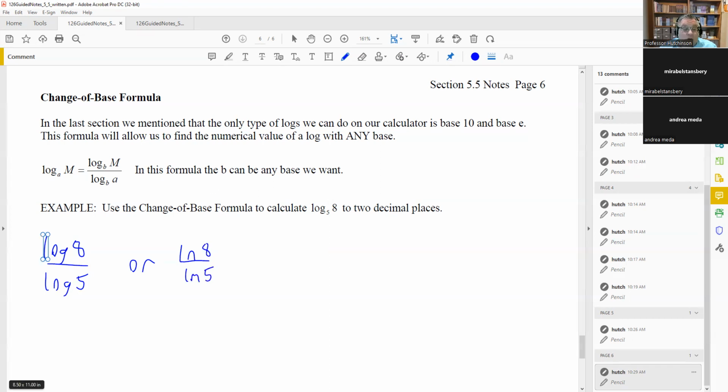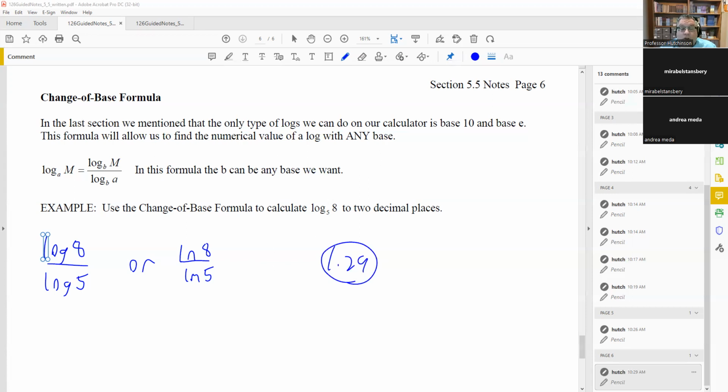Now, either one of these is okay to use with the change of base formula. Change of base means that these bases are both the same, whether they're both log base 10, or log base e. I want to do either one of those, because these are the only 2 logs my calculator will do. So if you do that, you're going to get 1.29. So to 2 decimal places, you should be getting 1.29 as the answer. Now you can either do that with logs or with ln's. It doesn't matter which one you do.